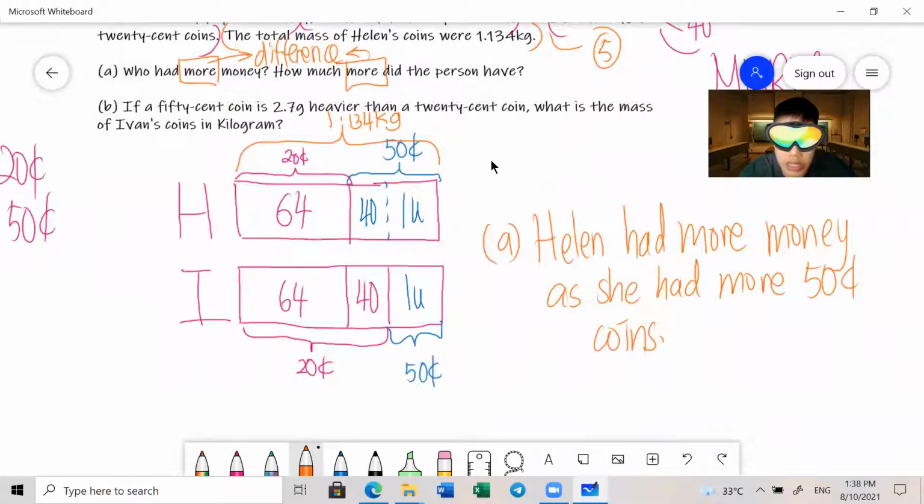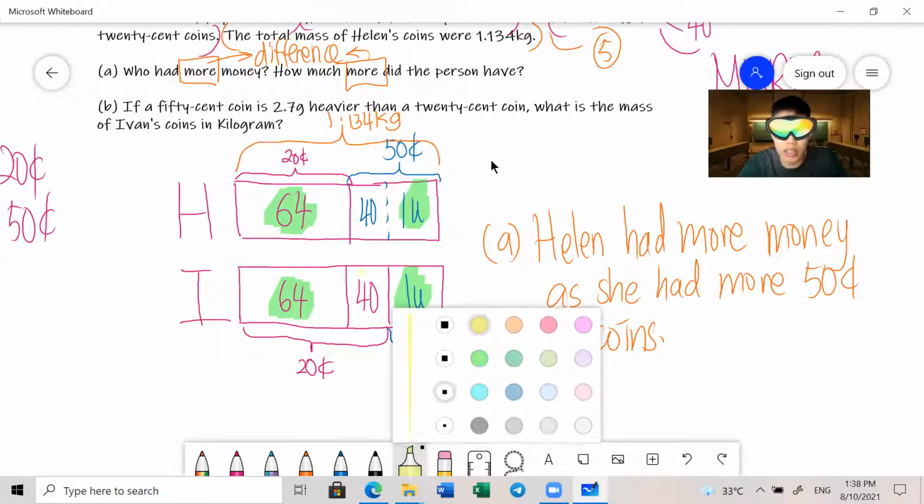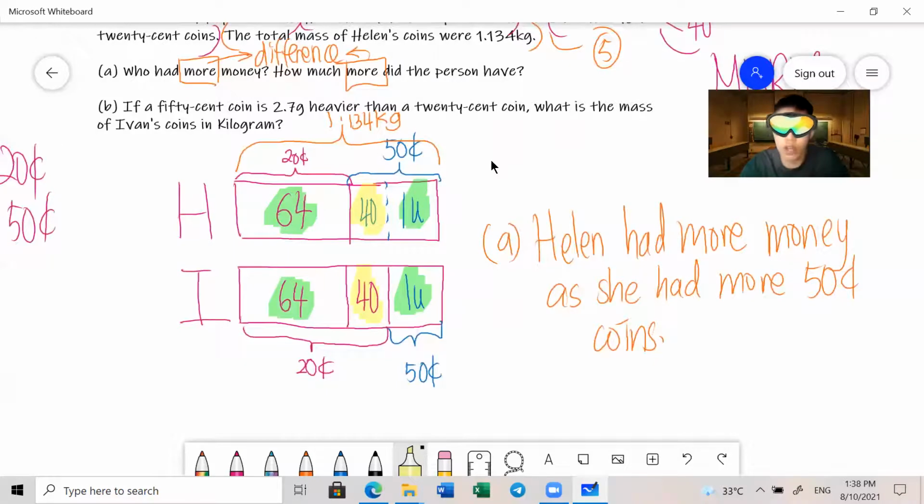What you want to do is, again, they are talking about the difference. So you cannot look at 64 and 64 because they are the same. You cannot look at 1 unit and 1 unit because they are also the same. In terms of value and in terms of quantity, they are the same. But the only thing that you should look at is the 40 and the 40. In terms of quantity, they are the same. But in terms of value, it's different. For Helen, the 40 is actually from 50-cent coins. For Ivan, the 40 is actually from 20-cent coins.